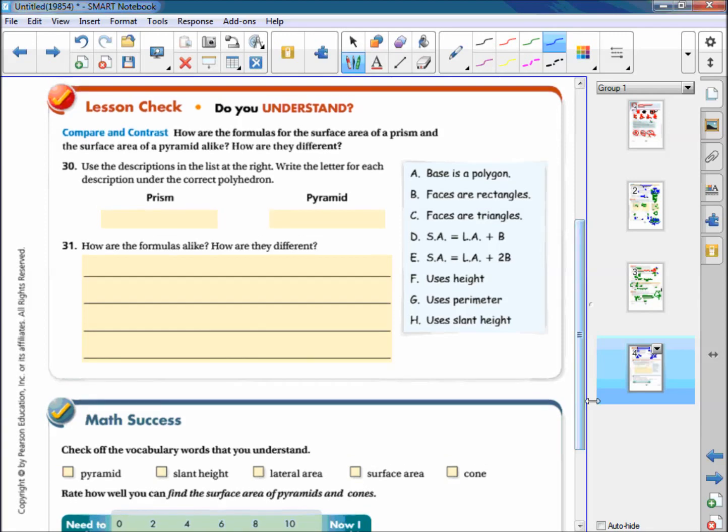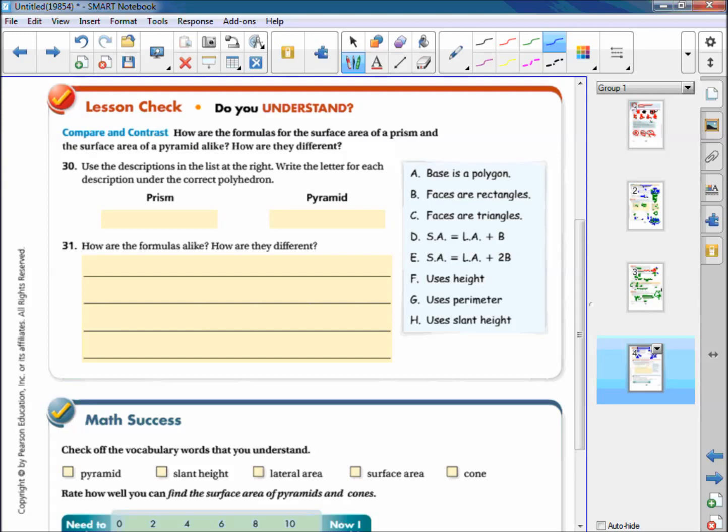Okay, so this brings us to our lesson check. As always, pause the video and try the lesson check yourself, and then come back and see what you understood. Okay, welcome back. So our lesson check: how are the formulas for the surface area of a prism and the surface area of a pyramid alike? And how are they different?